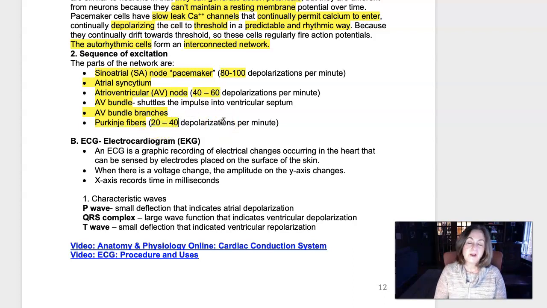Keep in mind, because these autorhythmic cells are all woven together, and the cardiac muscle cells are also interwoven into this functional syncytium, whichever area is fastest at sending out a depolarization will set the pace of the heart contracting. Because the SA node is the quickest, it will set the pace. And that is the pacemaker. What people call the pacemaker is the SA node.